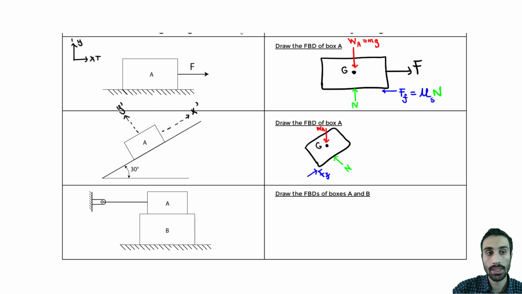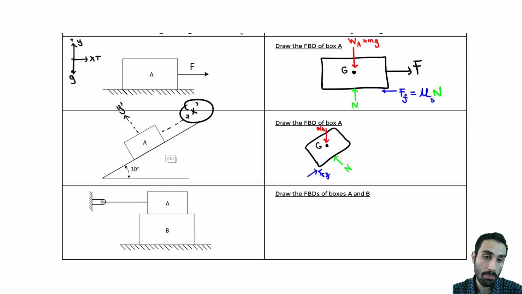This is positive X, this is positive Y, up to the right. And we know gravity would act down towards the center of the earth. So that's just our regular axis, up and right. So now we know we want to reorient this and have X prime and Y prime.